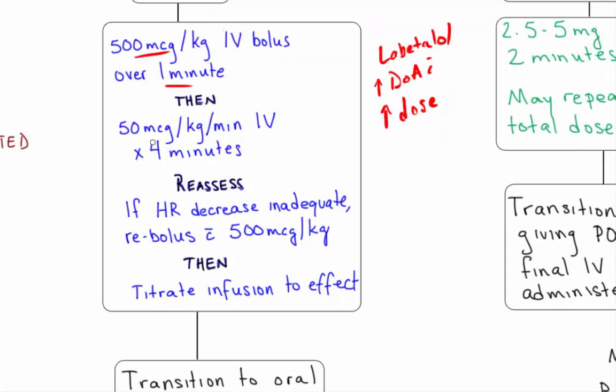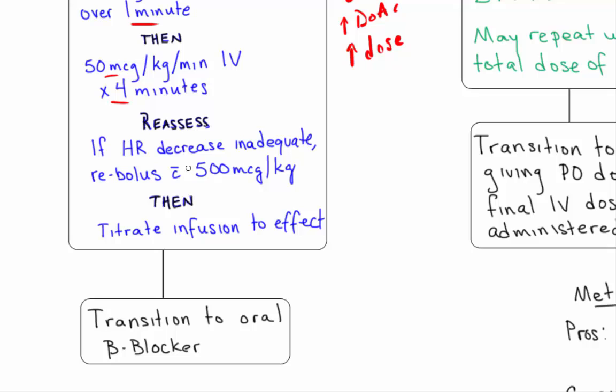Immediately after that, we're going to start an infusion at 50 mics per kilo per minute, and we're going to run that over 4 minutes. And then at the end of that 4 minutes, we're going to reassess the patient. If we're happy with the heart rate lowering we've seen so far, then we can continue the infusion. If we're not that happy, so if the heart rate hasn't dropped noticeably at all, there isn't a set guideline for how far the heart rate has to drop before you make that judgment of whether or not you're seeing success. Most things are going to be clinically dependent, so just look at the patient and see what you think.